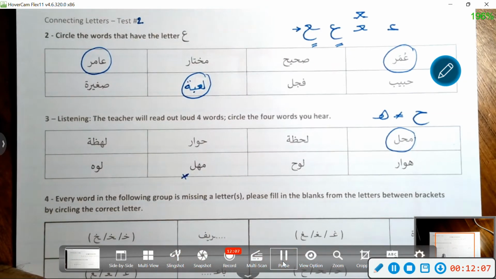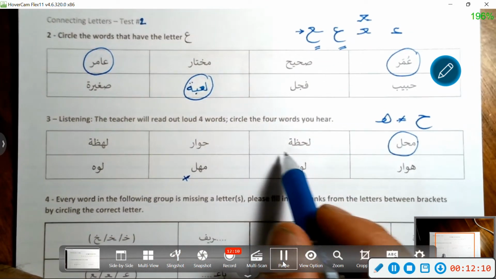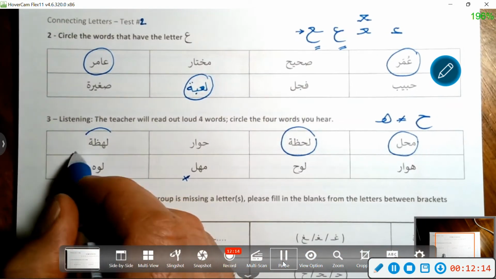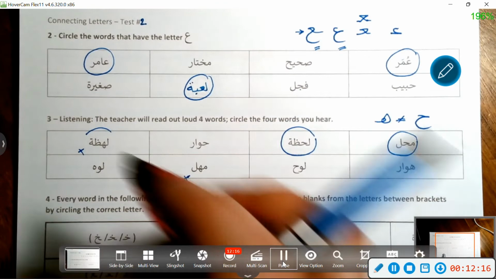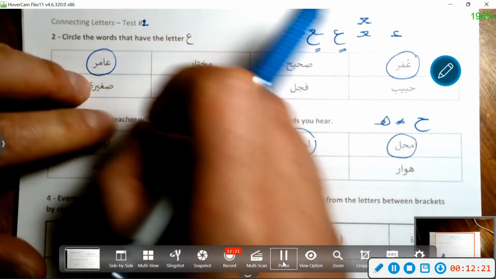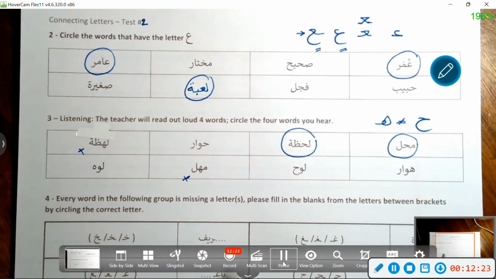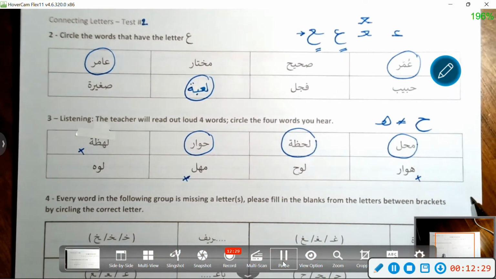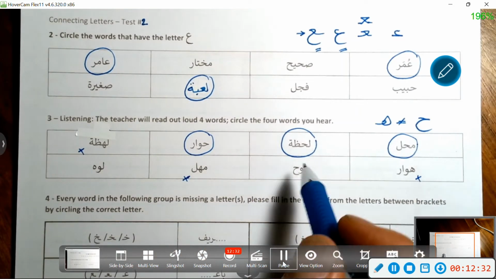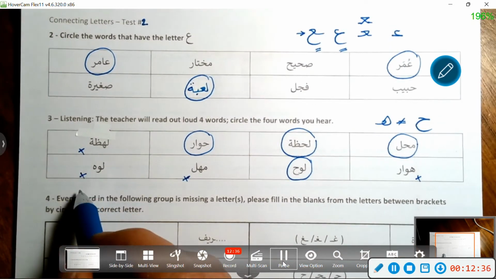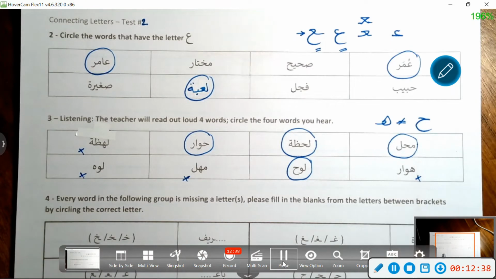Lahda, this is lahda. It's not lahda, so this is wrong. Hiwar, ha, hiwar, no ha. Lawh has ha, lawh, it has no ha. Now lawh and hiwar has no meaning. We just use them to confuse you.